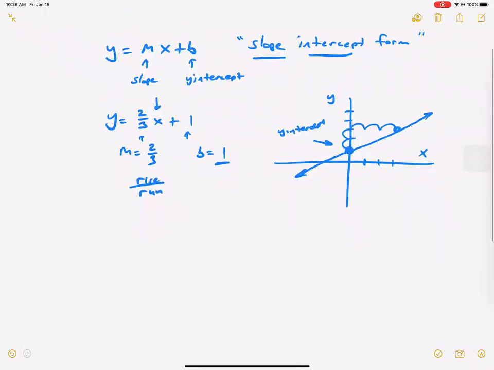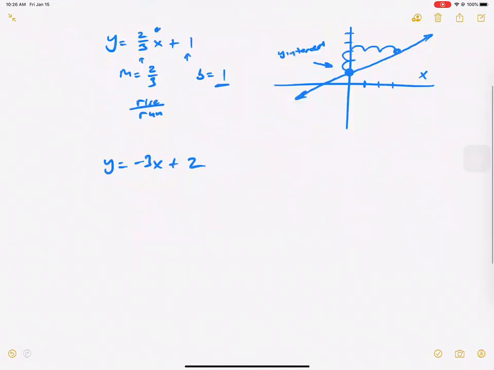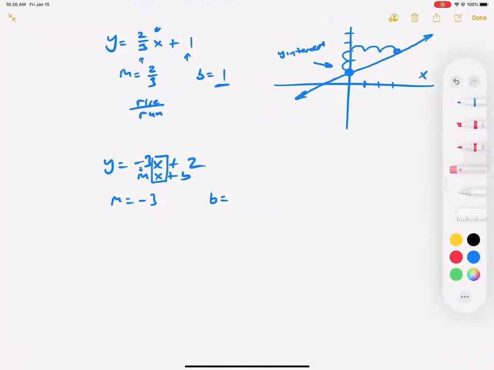Let's give ourselves one more problem. Y is equal to negative 3x plus 2. So my slope here is what, and what's my y-intercept? Go ahead and figure that out. Now, if you wrote negative 3x, remember, we do not carry the x with us. This is y equals mx plus b. The x must stay, and only the number in front is my slope. Just as a quick reminder. And our b value is 2.